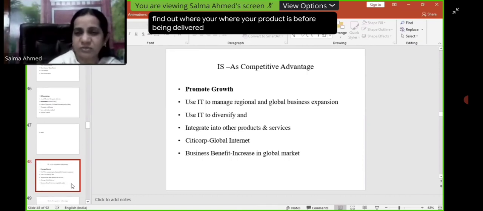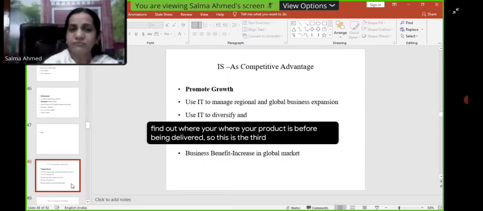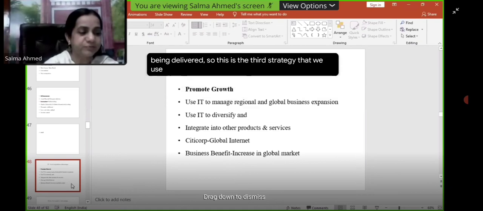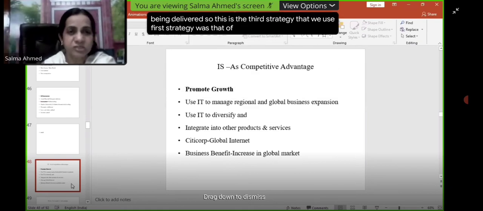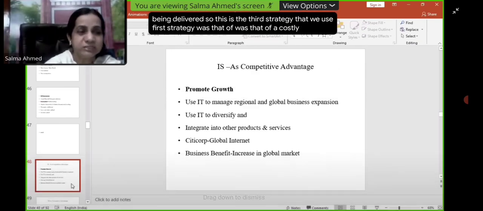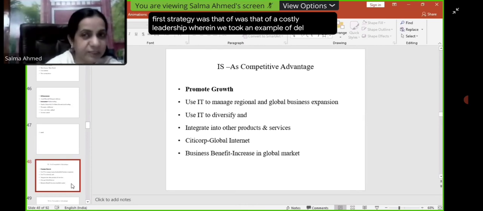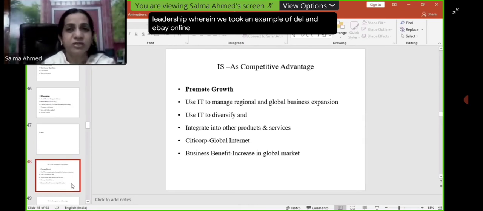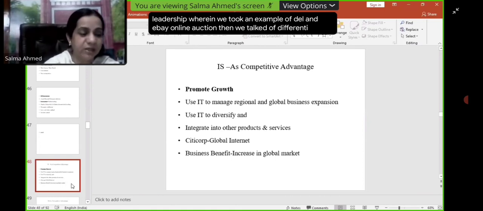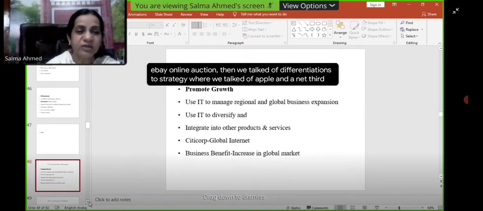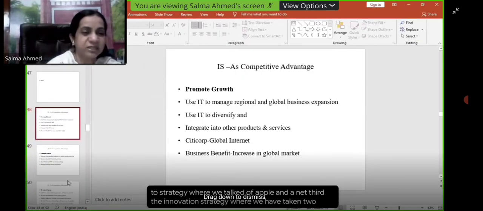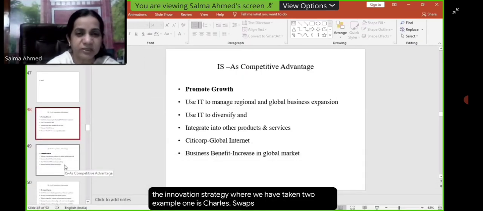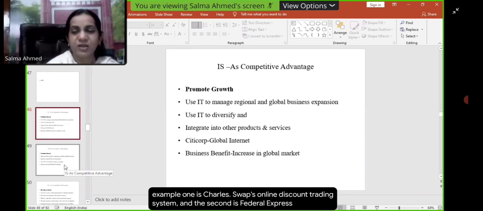So this is the third strategy that we use. First strategy was that of cost leadership, wherein we took an example of Dell and eBay online auction. Then we talked of differentiation strategy, where we talked of Apple and Avnet. Third, the innovation strategy, where we have taken two examples. One is Charles Schwab's online discount trading system, and the second is Federal Express package delivery system.